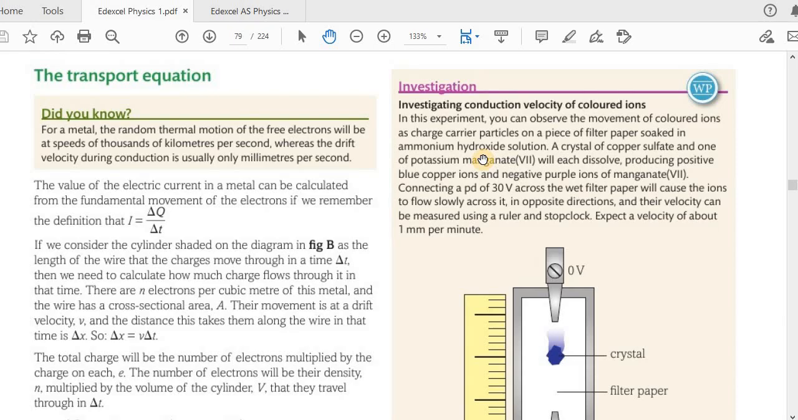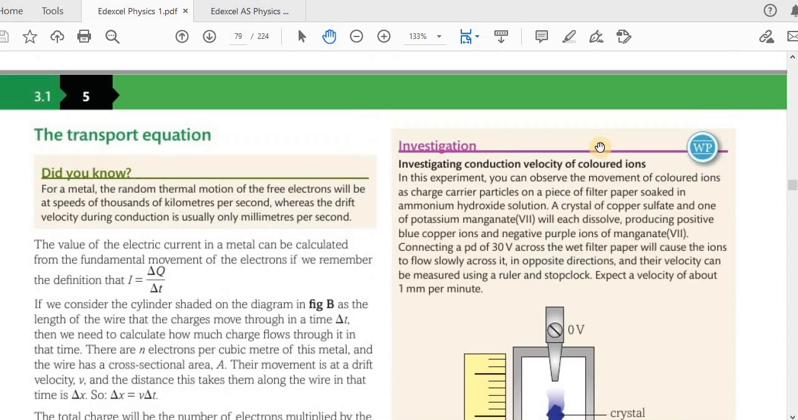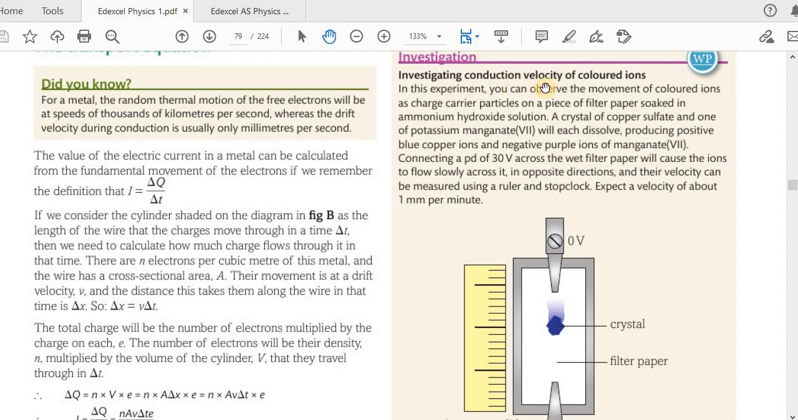Now for unit 3, there are some experiments that you need to write about, or we can also say there are some practicals based on what you have learned. You should be able to apply that knowledge for the experiment or practical. You see something like this in almost every chapter, subchapter. So we'll go through that now. Investigating conduction velocity of colored ions.